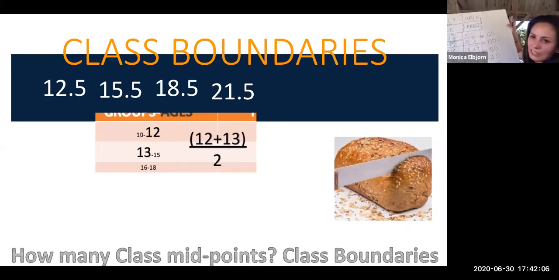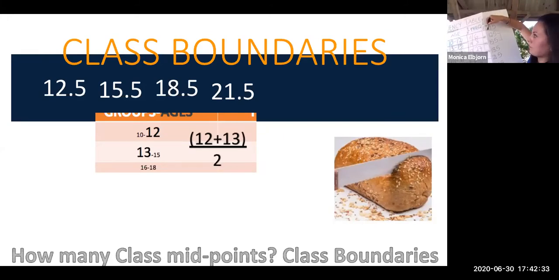3, that's correct. And what's our class width? 3, that's correct. So where does my class start? Like the piece of bread, if I divide this into 2, so 12.5 minus 3, that'll be 9.5.